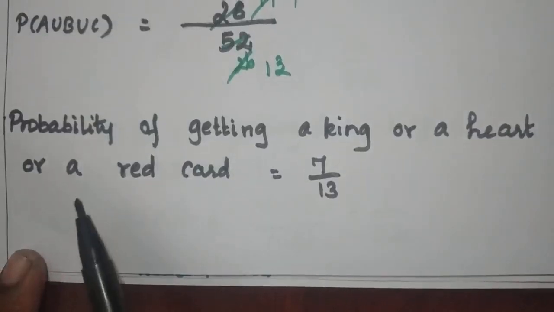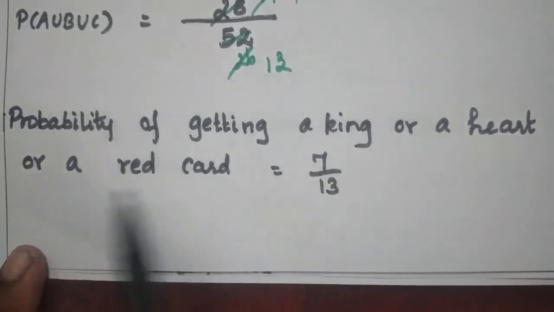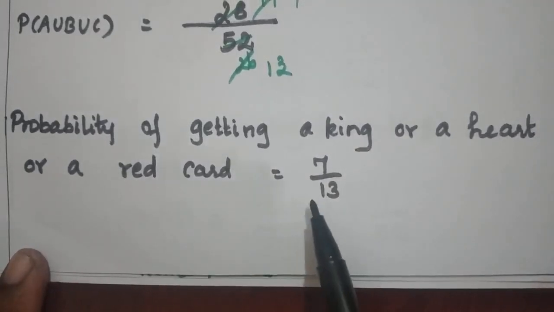While you are writing the answer, we have to write it as probability of getting a king or a heart or a red card is equal to 7 by 13.